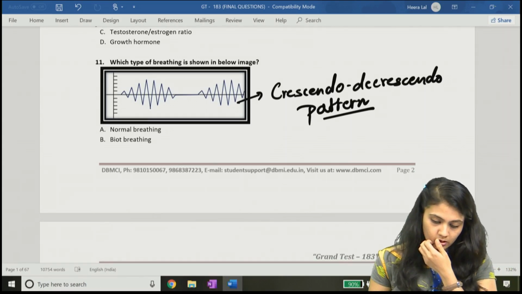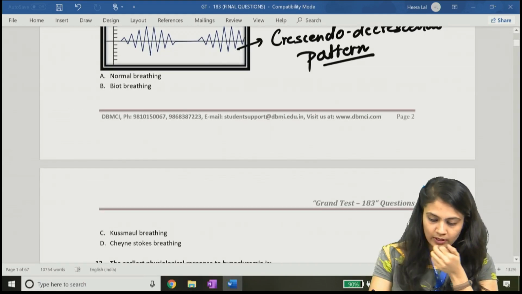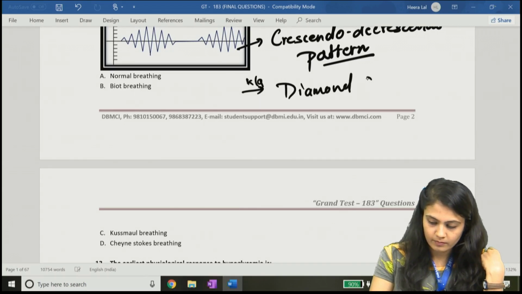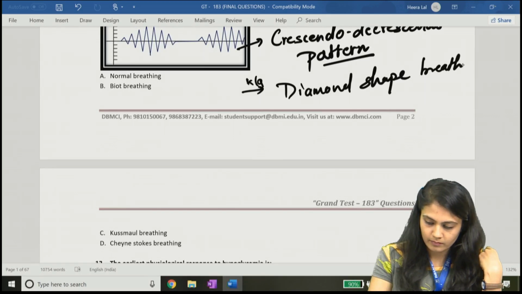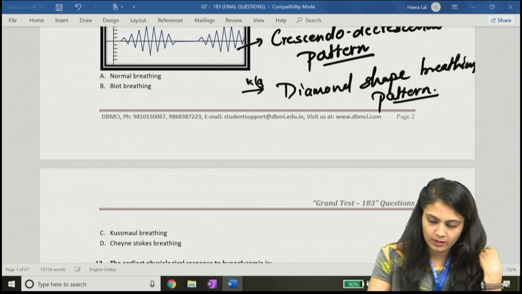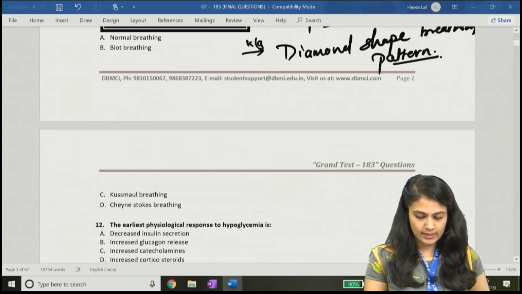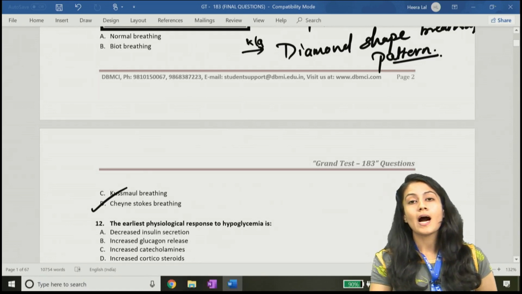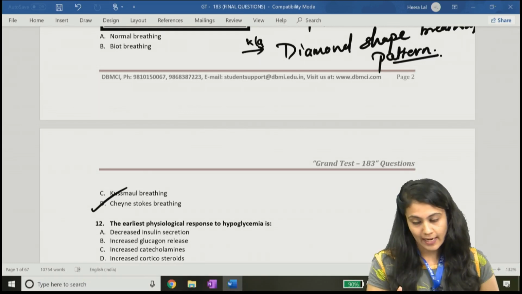Kindstalk breathing, which is also known as the diamond shape breathing pattern. So it is seen in Kindstalk breathing. The answer of this question is D, Kindstalk breathing.